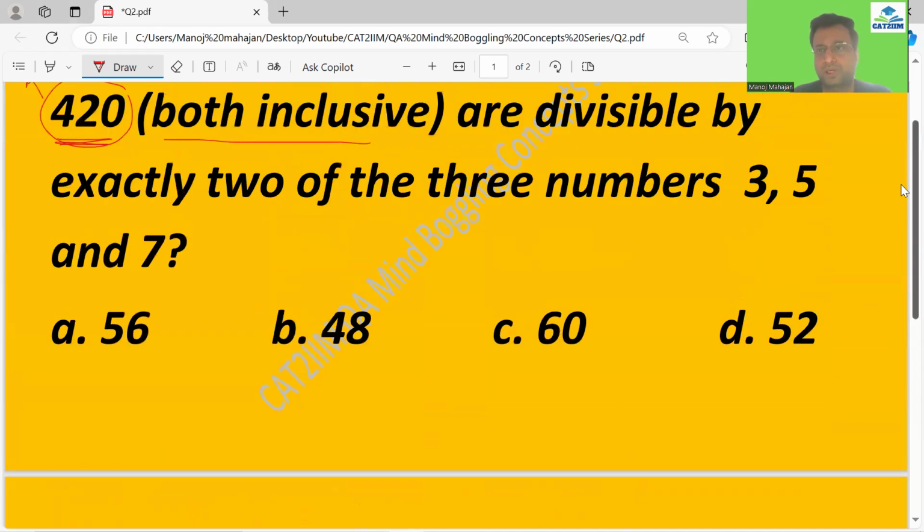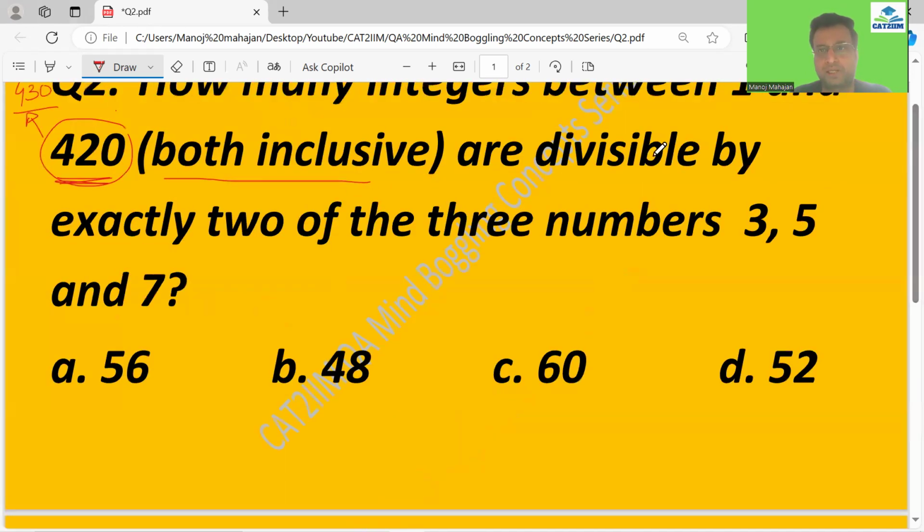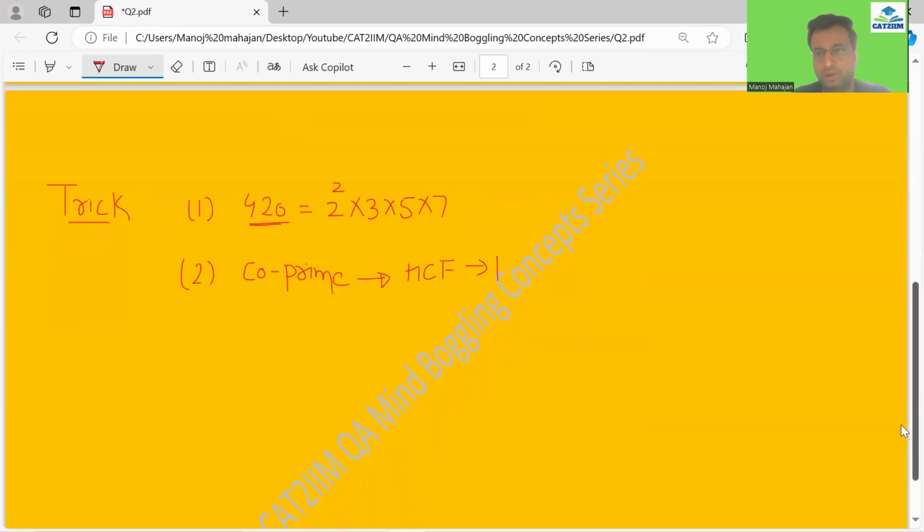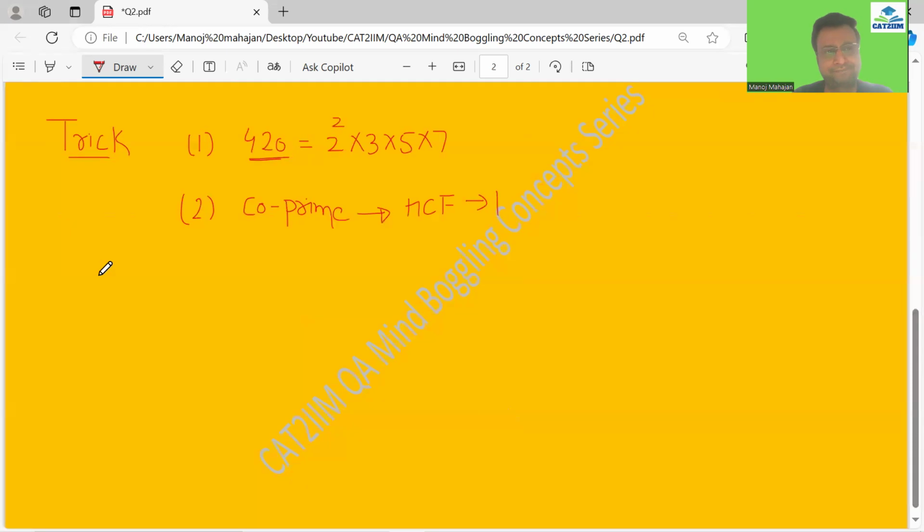So my question is that they have to be divisible by exactly 2. So let's understand what I'm going to be doing here. Let's say I want it to be divisible by 3, divisible by 5, but not by 7. That is case number 1. I want it to be divisible by 3, not by 5, but by 7. So I'm taking the 2 numbers through which the number would be divisible, not the third one.